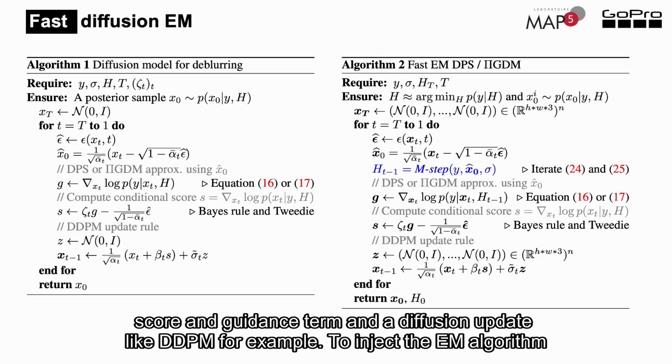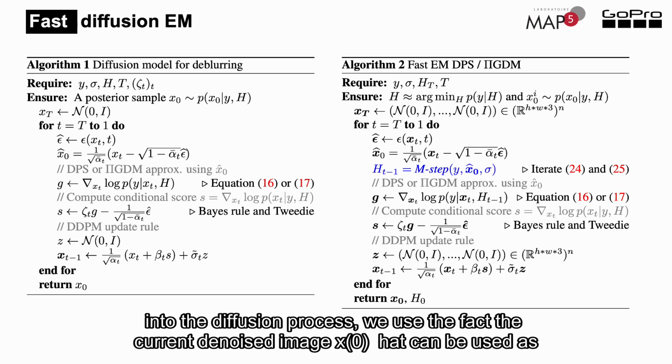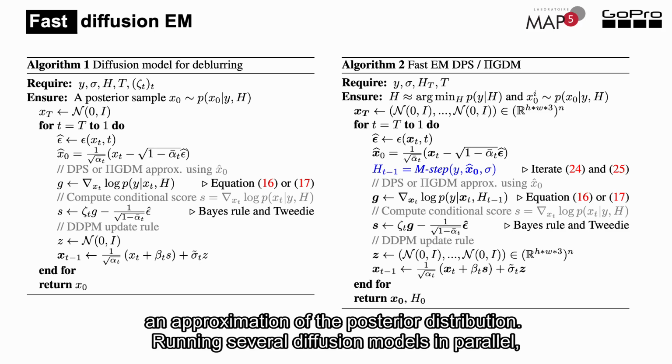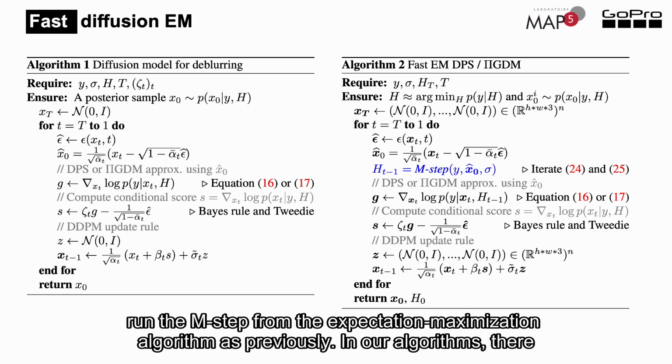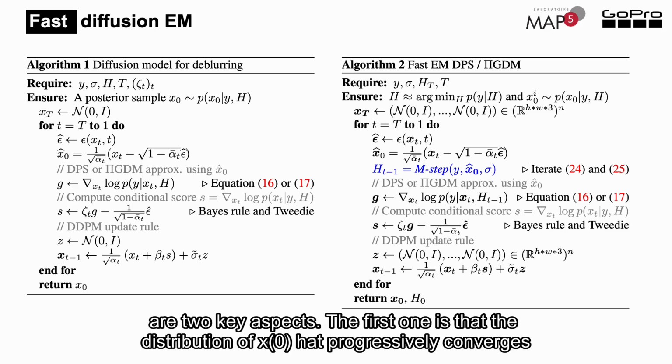To inject the EM algorithm into the diffusion process, we use the fact that the current denoised image x0 hat can be used as an approximation of the posterior distribution. Running several diffusion models in parallel, we can obtain several samples from this approximated posterior. Using those samples, we run the EM step from the expectation-maximization algorithm as previously.